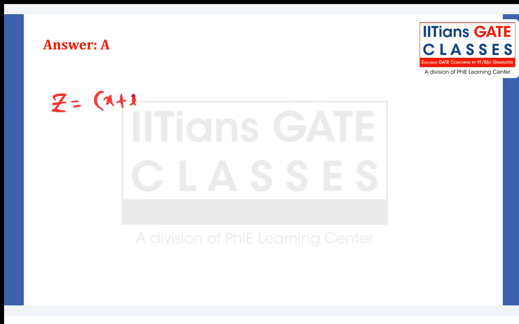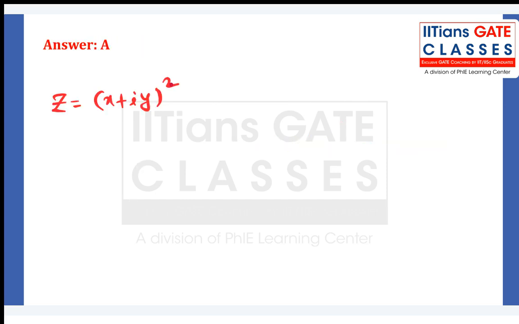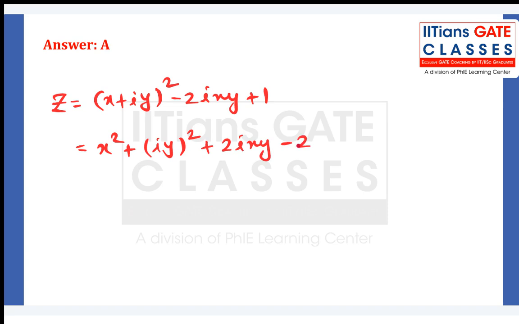(x plus iy) whole square minus 2ixy plus 1. Okay, so just expand this bracket. It will be x square plus (iy) whole square plus 2ixy minus 2ixy plus 1. This term gets cancelled. And i square into y square, i square is minus 1, so this becomes x square minus y square plus 1.